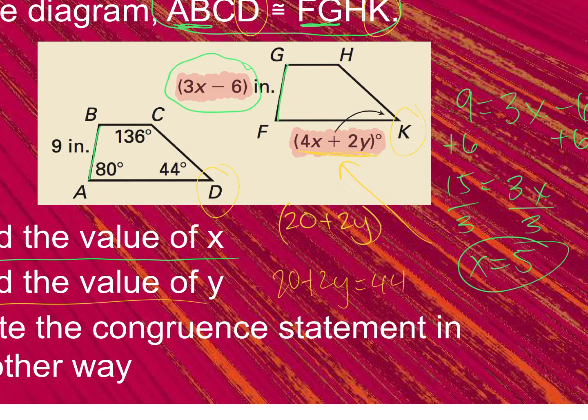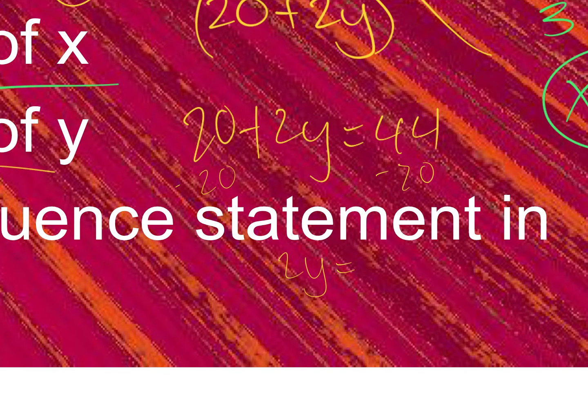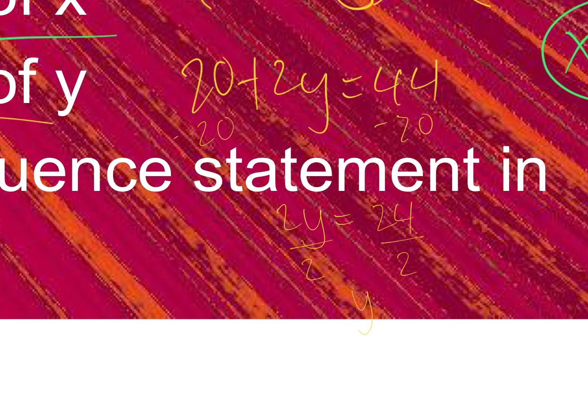You guys with me or not? Any questions on how I set this one up? Okay. How do I solve this? Someone solve it for me. Subtract over the 20, then divide by 2. Yep. 2y equals, well, where do we get here first? I think it's 24, right? And then divide by 2. And what's my answer? y equals 12. Very good.